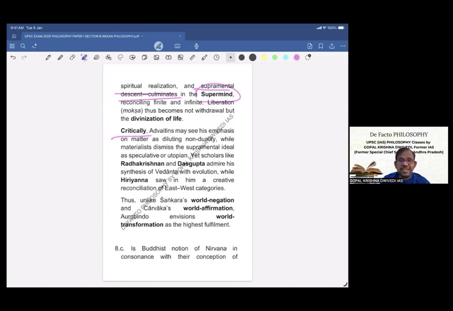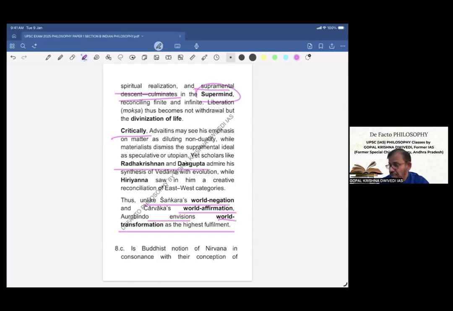Critically, Advaitins may see his emphasis on matter as diluting non-duality, while materialists dismiss the supramental ideal as speculative or utopian. Yet scholars like Radhakrishnan and Dasgupta admire his synthesis of Vedanta with evolution, while Hiriyanna saw in him a creative reconciliation of East-West categories. Thus, unlike Shankara's world negation or Charvaka's world affirmation, Aurobindo envisions world transformation as the highest fulfillment. So this is Aurobindo's philosophy in light of this question.